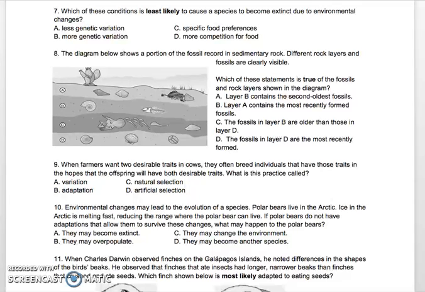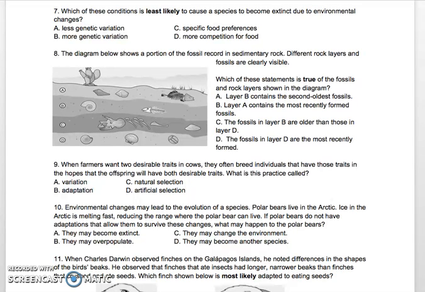Number 9. When farmers want two desirable traits in cows, they often breed individuals that have those traits in the hopes that the offspring will have both desirable traits. What is this practice called? A. Variation. B. Adaptation. C. Natural selection. D. Artificial selection.